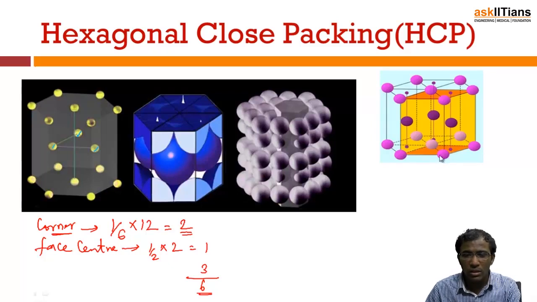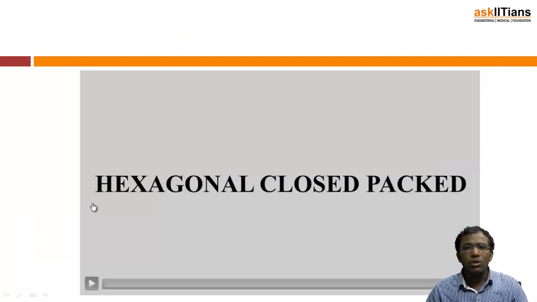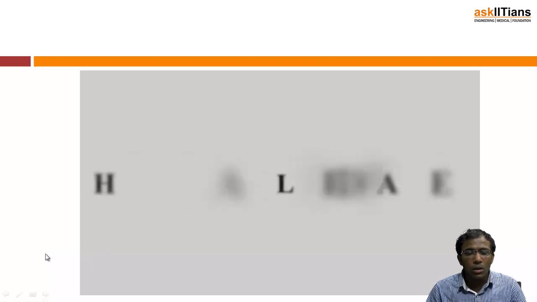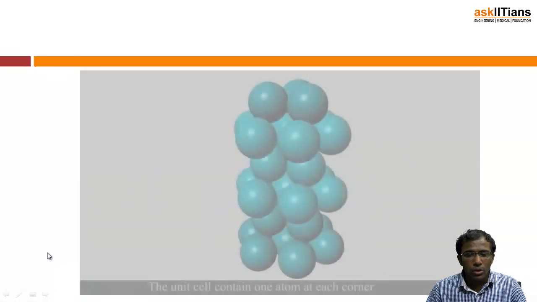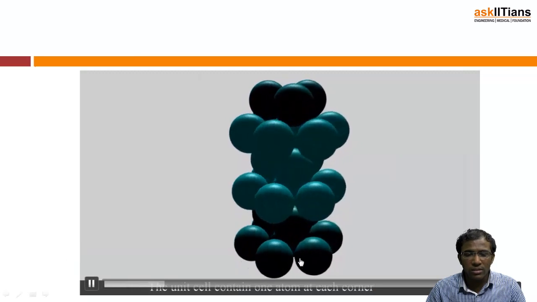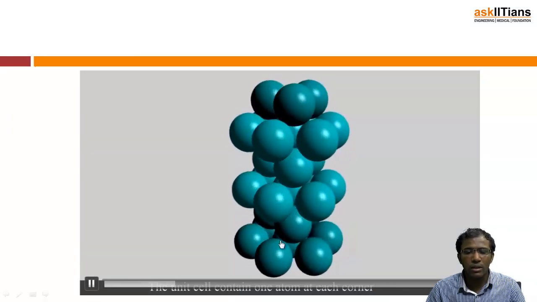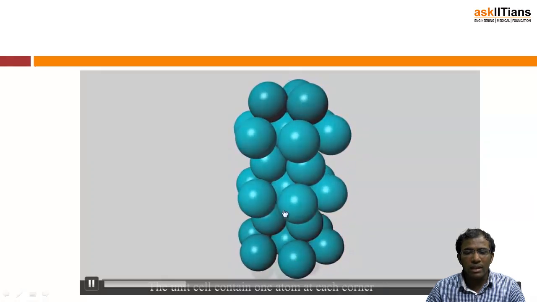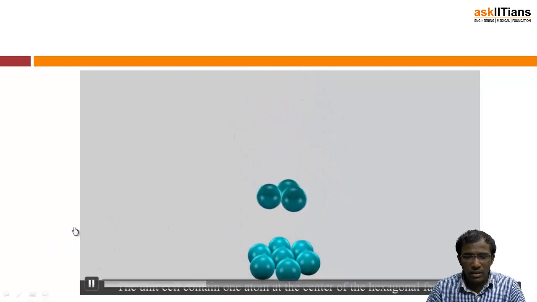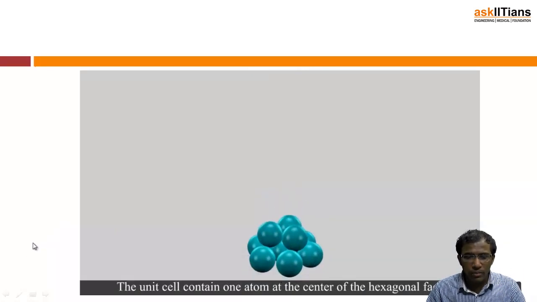You can also see this in this picture. So let's see a video demonstration on hexagonal close packed structure to understand it even better. So, hexagonal close packed structure. This unit cell contains 1 atom at each corner. So you can see this is the first layer, second layer, third layer, fourth layer. The first layer is exactly equivalent to the third layer, right?